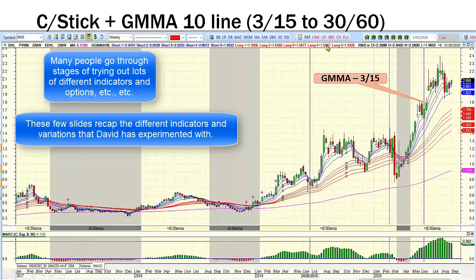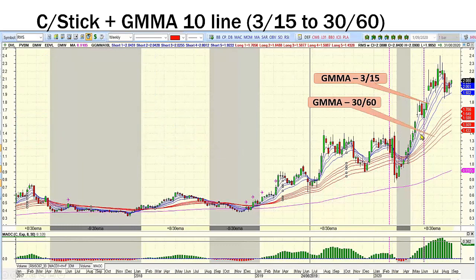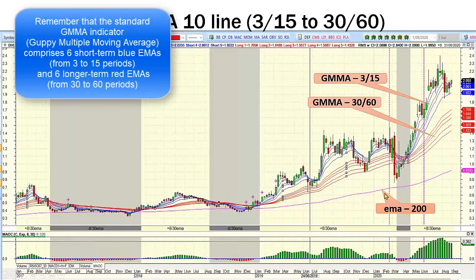The blue from 3 to 15 and the red from 30 to 60. So here we have the 3 to 15 here. Then we have the 30 to 60. And I dropped out the 100 and just put in a 200 EMA. And once again, the EMA ribbon.